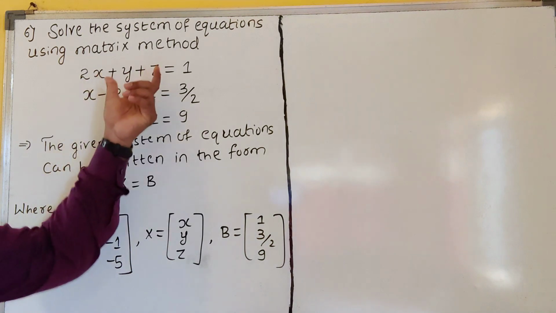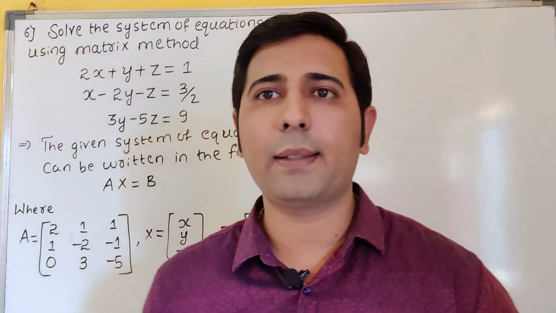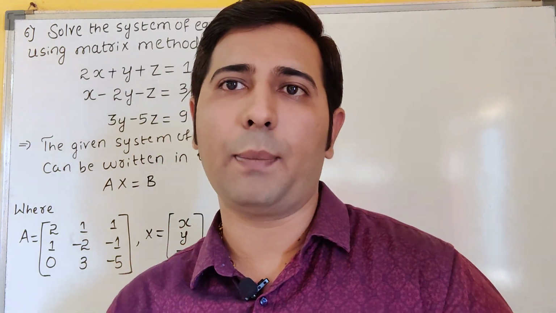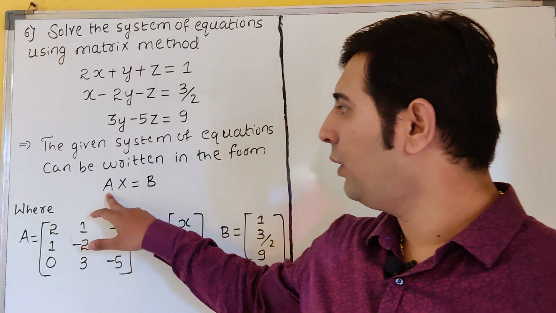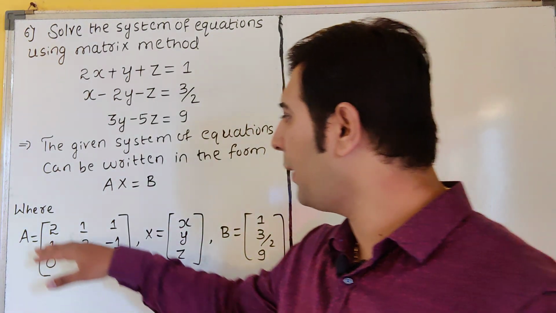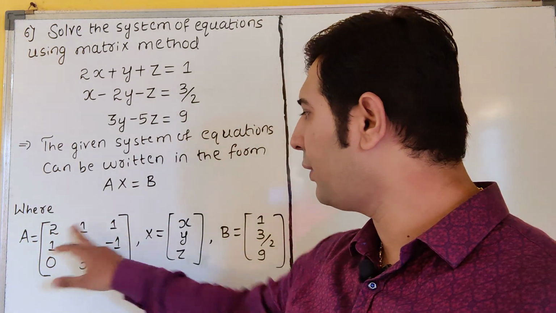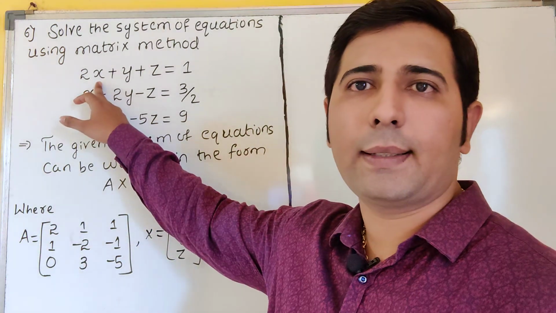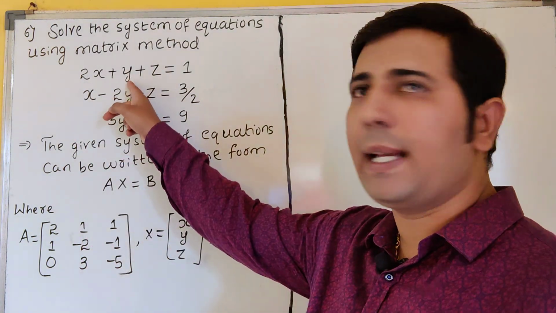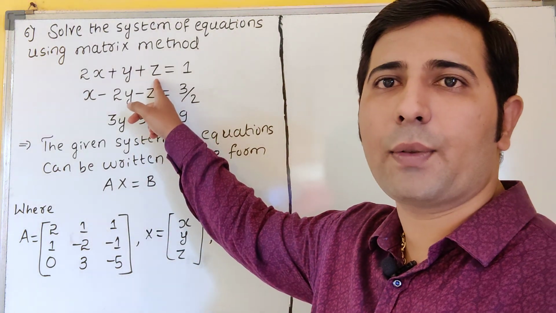So we have written the system of equations in this form. Why are we writing AX is equal to B, dear students? If you multiply A into X, you know how to multiply, row into column. You know matrix multiplication very well. So if you multiply A into X, first row, first column: 2 into X is 2X. Second to second, 1 into Y is Y. 1 into Z is Z, dear students.